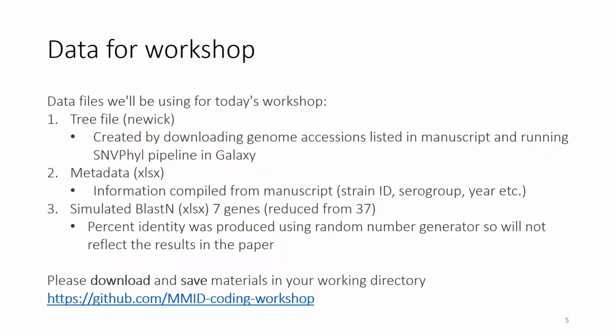The metadata file is in Excel format, and I compiled it based on information that was given in the manuscript, as well as the supplementary materials. And then the nucleotide blast output was just simulated by a random number generator to produce a column of percent identity, just for the purpose of this workshop. So it does not accurately reflect the results of this study. So just keep that in mind. And also there are 7 genes that will be included instead of the original 37.